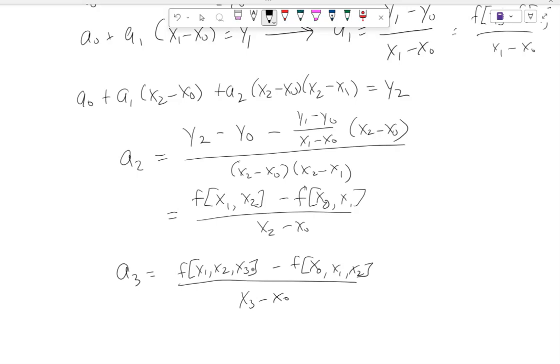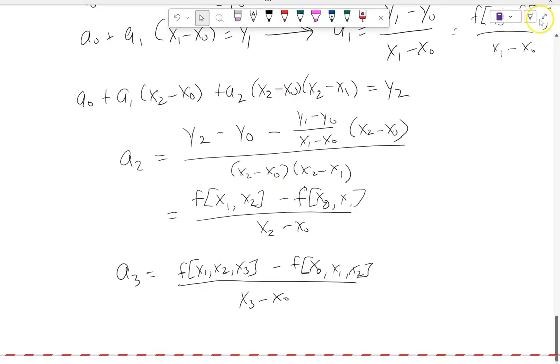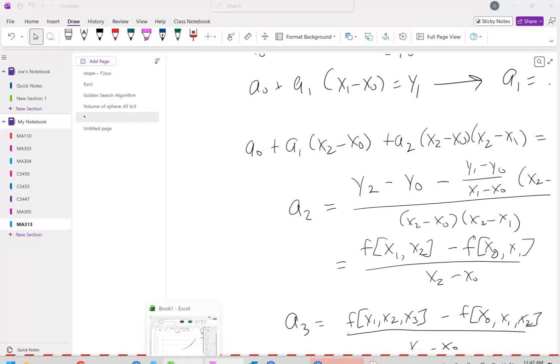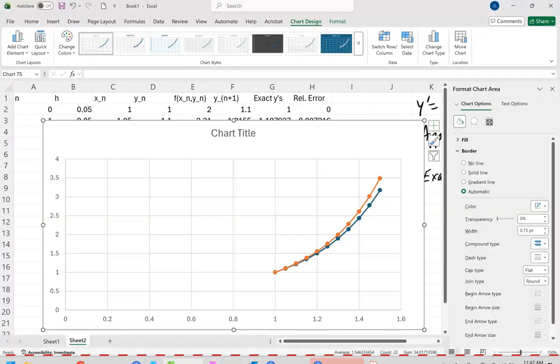So let's see if we can get some Excel going here. That was differential equations last hour if you weren't here.